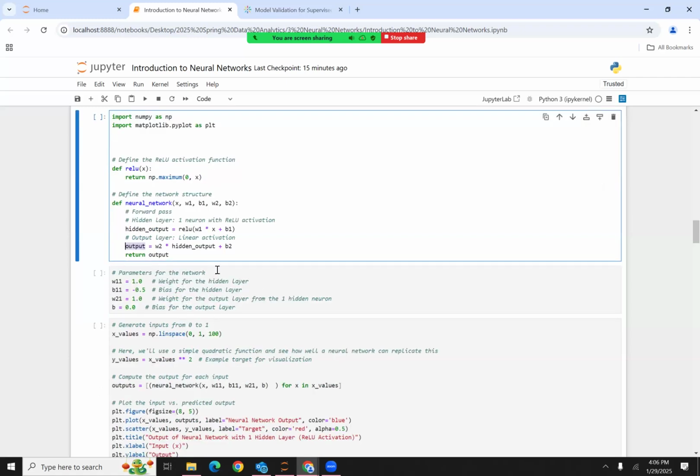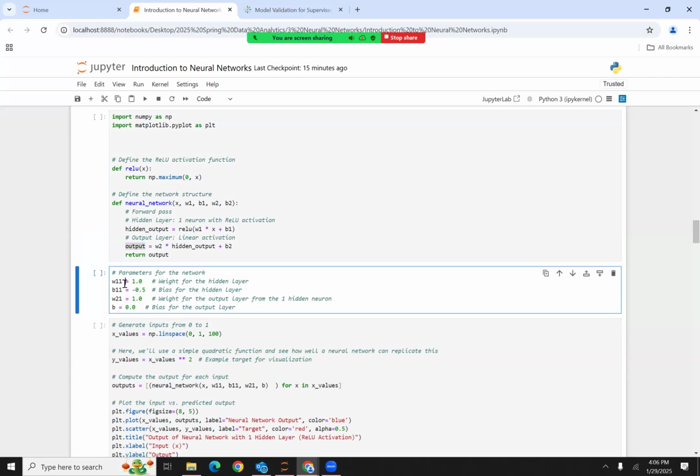Over here, I'm just going to randomly initialize the weights and the biases to be some values. For instance, the weight going from the input to the hidden layer is 1. The bias going from the input to the hidden layer is negative 0.5. And the weight for the output coming from the hidden node is 1. And the bias associated with the output is 0. Again, these are randomly chosen.